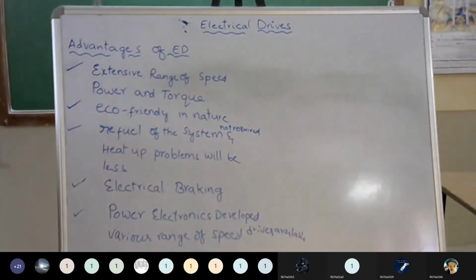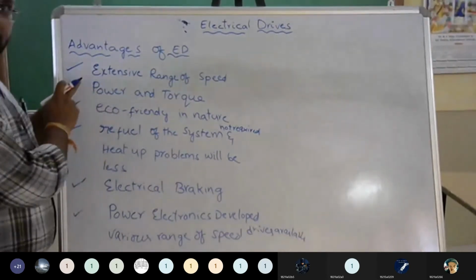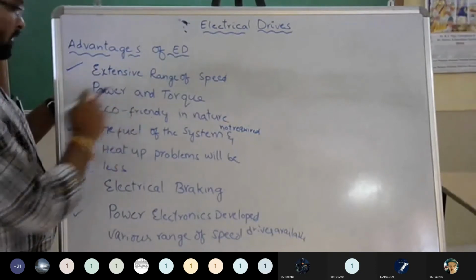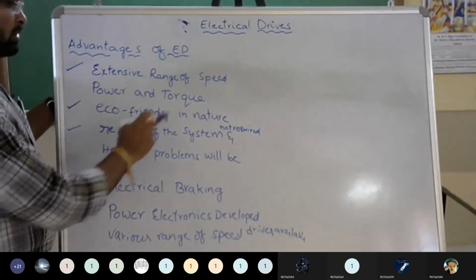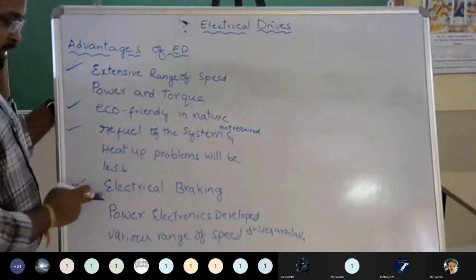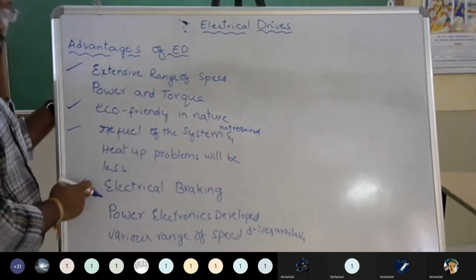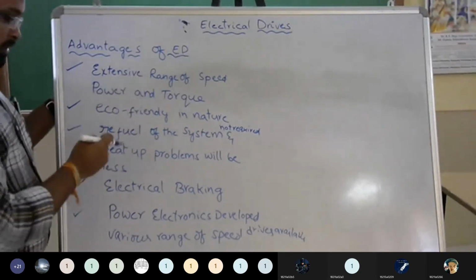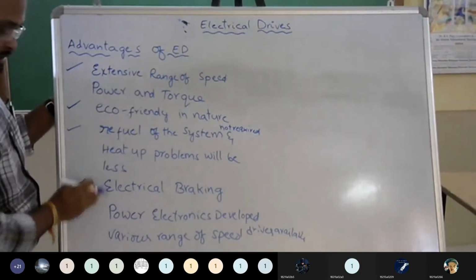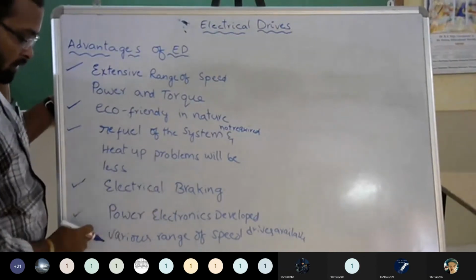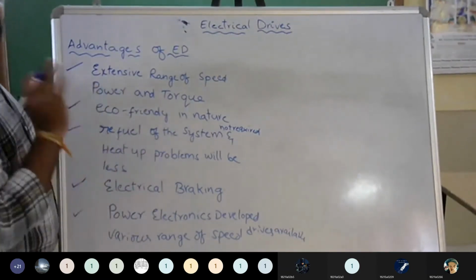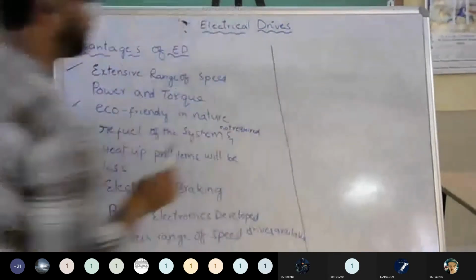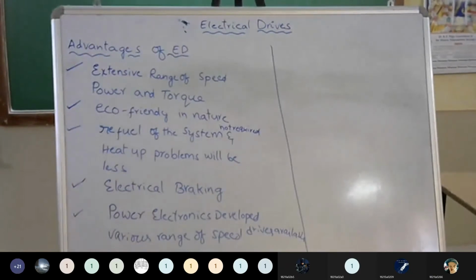So these are the advantages of electrical drives. We are getting an extensive range of speed, power, and torque drives. Electrical drives are eco-friendly in nature, refueling of the system is not required, and heat-up problems will be less. We are utilizing electrical braking, so the usage of energy will be less, which means efficiency will increase. And because power electronics has developed, various ranges of speed drives are available in electrical drives. Okay, then we'll go with the disadvantages.